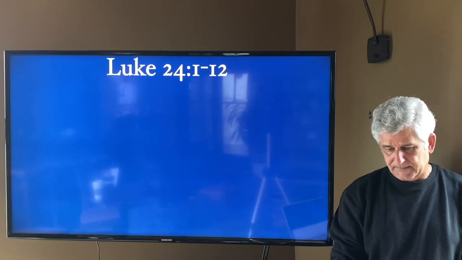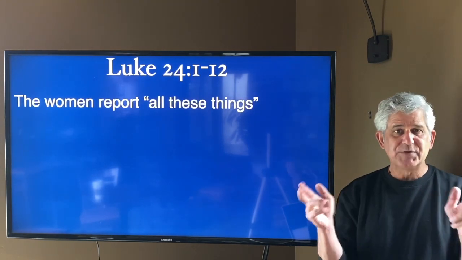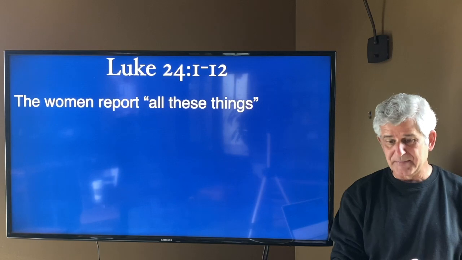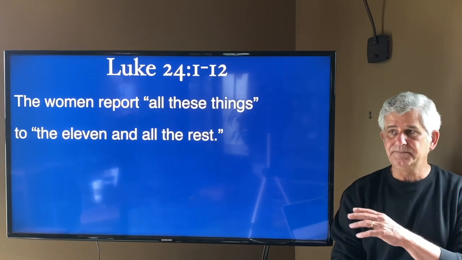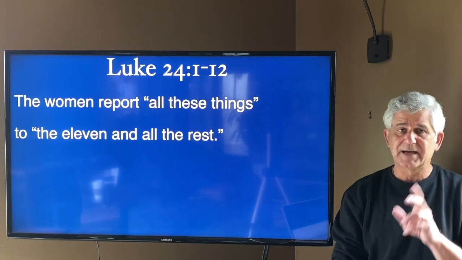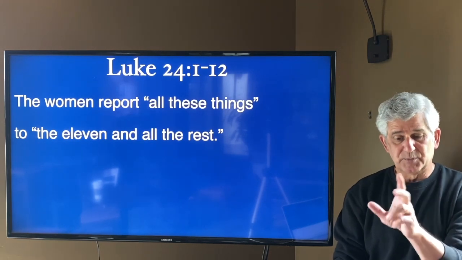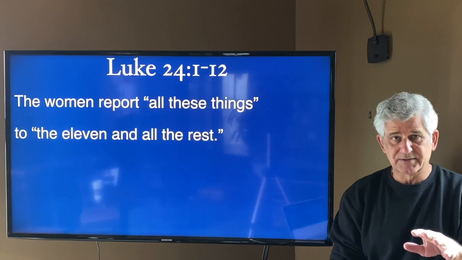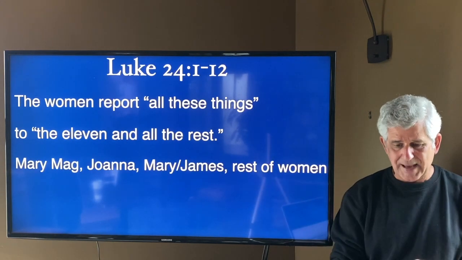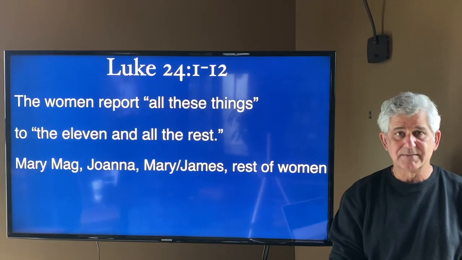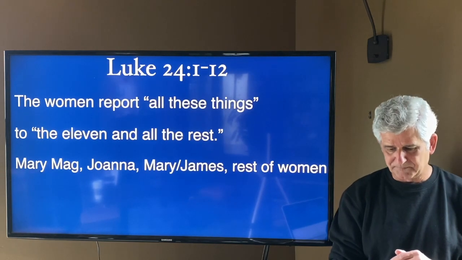All right, then the women go and they report all these things to the men who are gathered there, to the 11 and all the rest. So Luke has a way of pointing out certain people within the crowd, but then including the rest of the crowd. He'll do that with the women too. He names Mary, Joanna, the other Mary, and the rest of the women who were with them.